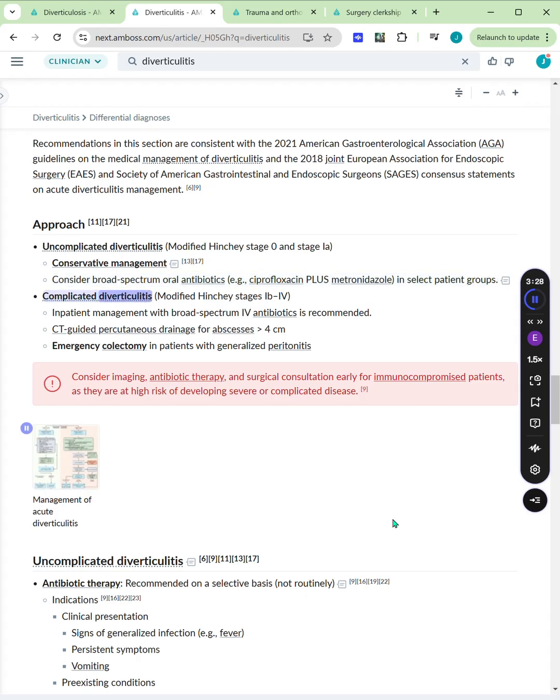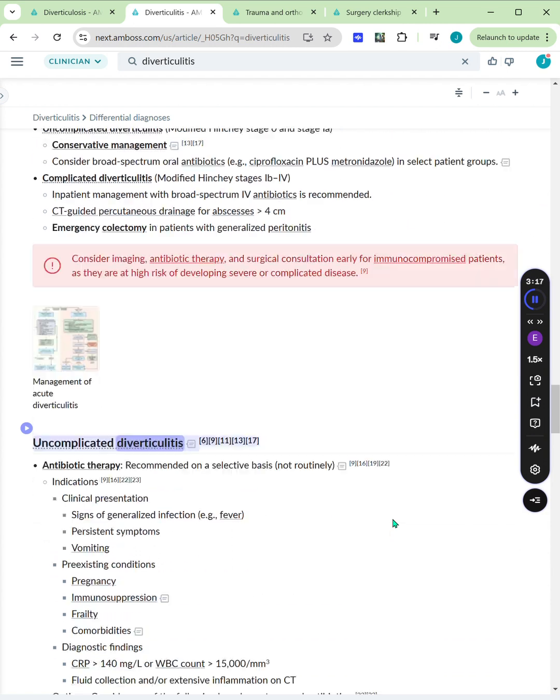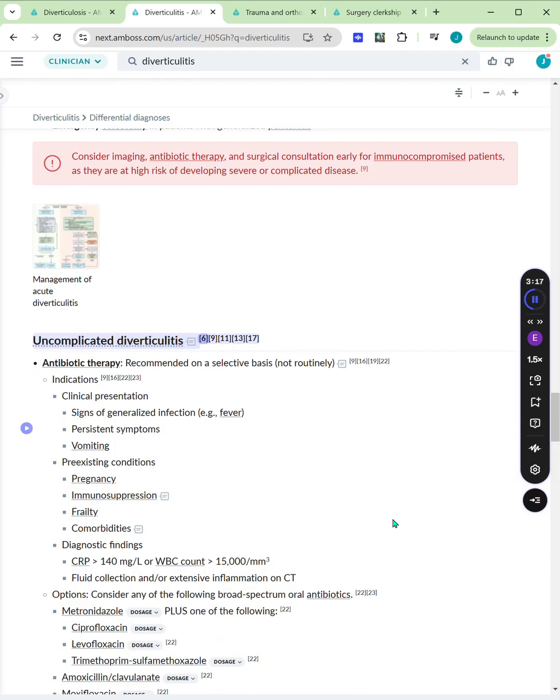Complicated diverticulitis, modified Hinchey stages IB to IV: inpatient management with broad-spectrum IV antibiotics is recommended. CT-guided percutaneous drainage for abscesses greater than 4 centimeters. Emergency colectomy in patients with generalized peritonitis. Consider imaging, antibiotic therapy, and surgical consultation early for immunocompromised patients, as they are at high risk of developing severe or complicated disease.